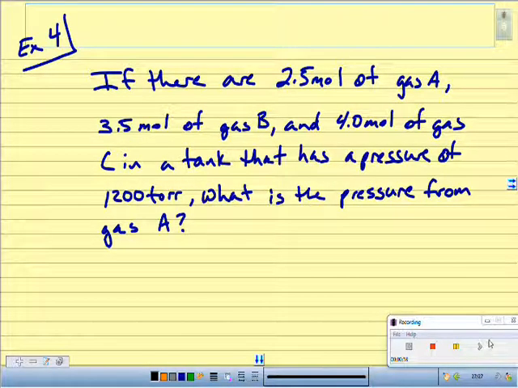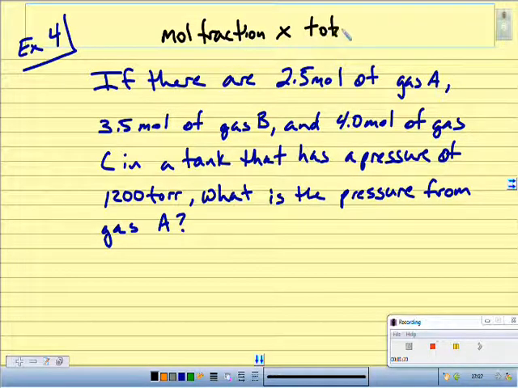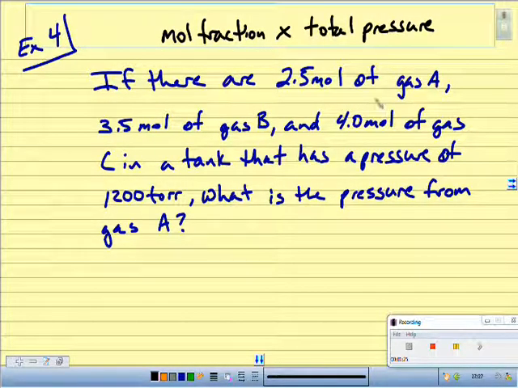Now, what you do with this in your problem is if you're given the number of moles and a total pressure, and you're asked for which part of the pressure belongs to that individual gas, well, first thing you do, you find the mole fraction, and you're going to multiply that by the total pressure. So in this example, it says that there are 2.5 moles of gas A, 3.5 moles of gas B, and 4.0 moles of gas C in a tank that has a pressure of 1200 torr. What is the pressure from gas A?